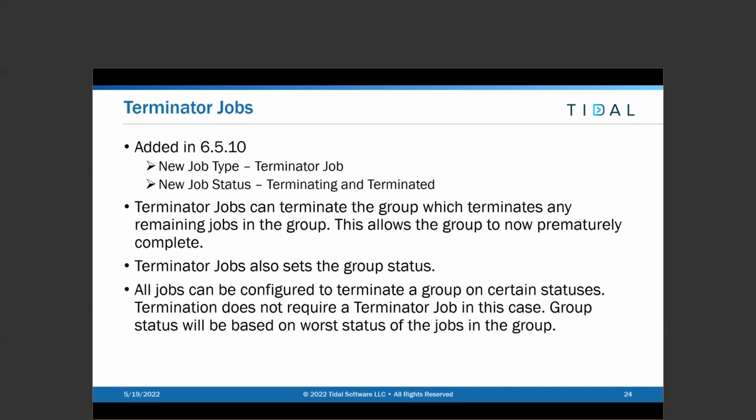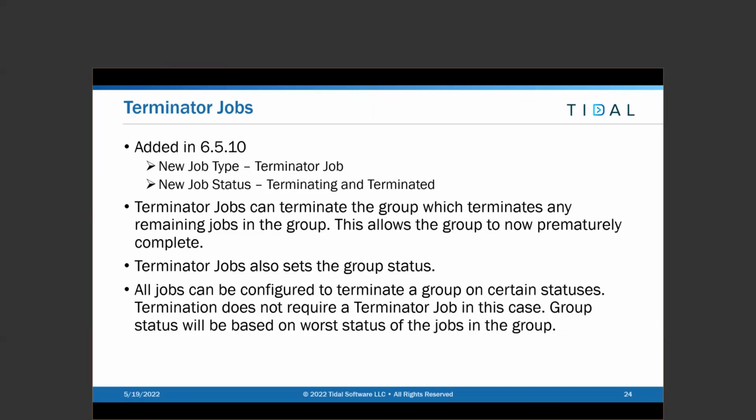So what are Terminator jobs, right? Basically, Terminator jobs allow you to actually end the group at a certain point, based off outcomes of other jobs happening. You can call a Terminator job, and what that Terminator job will do is terminate the group right then and there, right? And all the other remaining jobs in that group will actually become terminated. So that's the new status, terminated. So you can actually prematurely end the group, right?